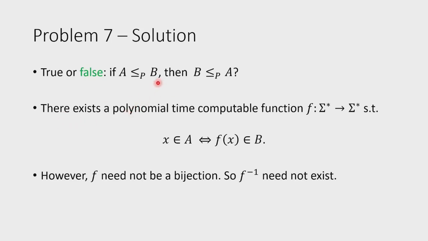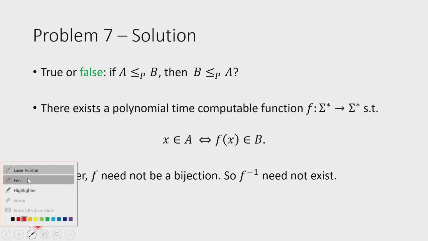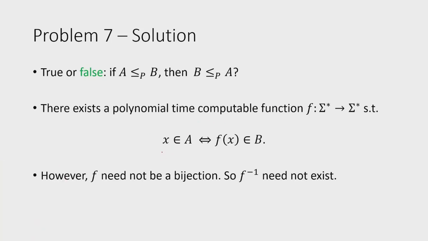What does it mean to say that A is polynomial time reducible to B? It means that there exists a polynomial time computable function f such that x is in A if and only if f of x is in B. Now you might be tempted to say the following. Okay, x is in A if and only if f of x is in B. So let me do the following. This is the same as saying this, right? f inverse of x is in A if and only if x is in B. And so f inverse is a reduction from B to A.